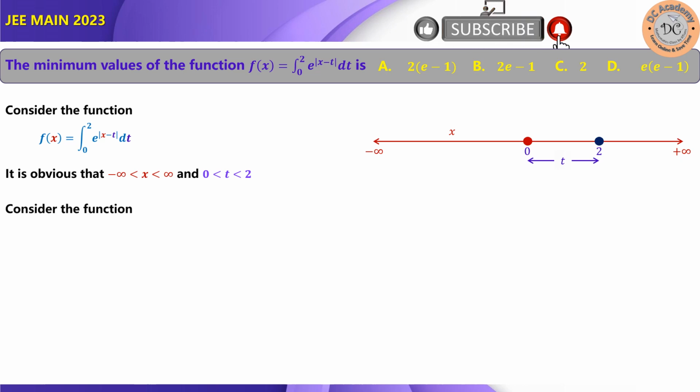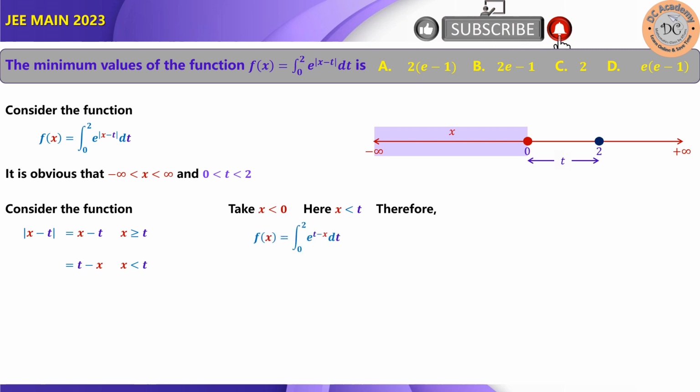So first we consider the function mod of x minus t. We know that it will be x minus t when x is greater than or equal to t, and it will be t minus x when x is less than t. And also, if I consider the interval x less than 0, it is obvious that as t lies between 0 to 2, x is always less than t in this particular case. So in this case mod of x minus t will be t minus x, and that's why f(x) is the integral from 0 to 2 of e to the power t minus x.